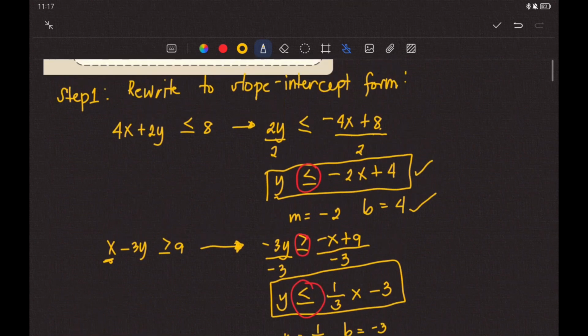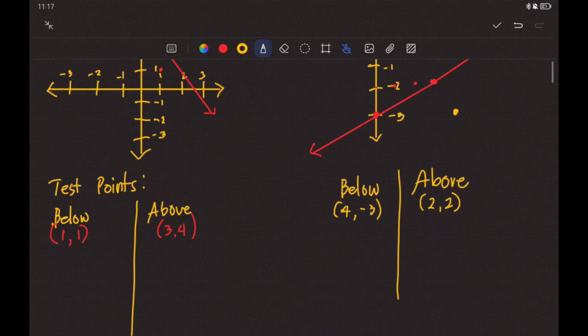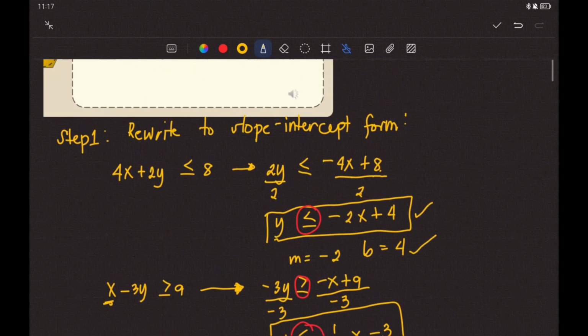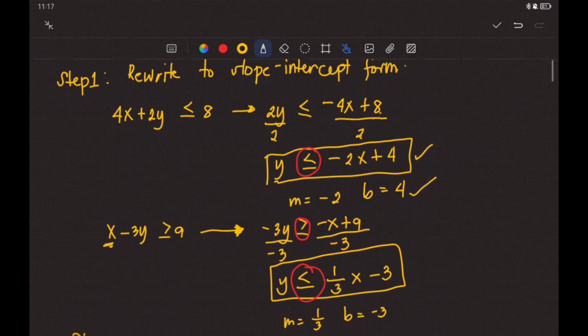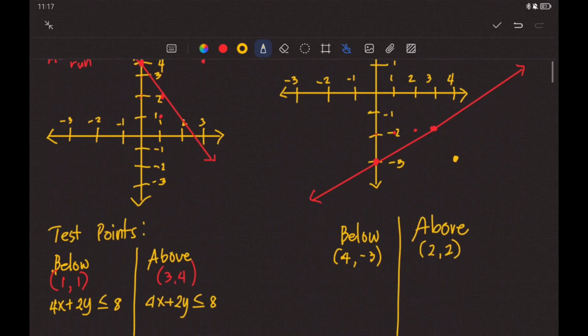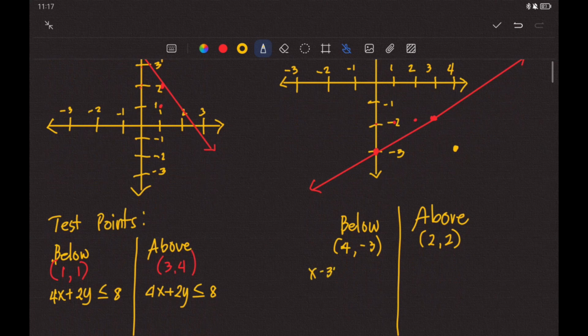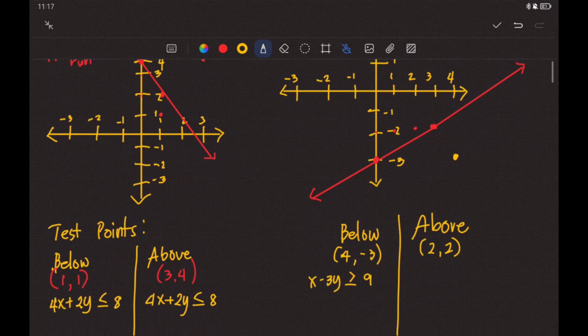Using the original inequalities, we have here 4x plus 2y is less than or equal to 8. For the second graph, we have here x minus 3y is greater than or equal to 9.